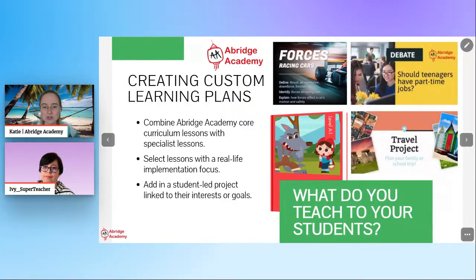Okay, should we go back to our regular plan? Commercial break over, guys. We're talking about creating custom learning plans for the more advanced students and how you can save time lesson planning with the Abridge Academy lessons or other resources. There are other options out there, of course, but how you can actually use this to provide more customized and targeted lessons for those advanced students.